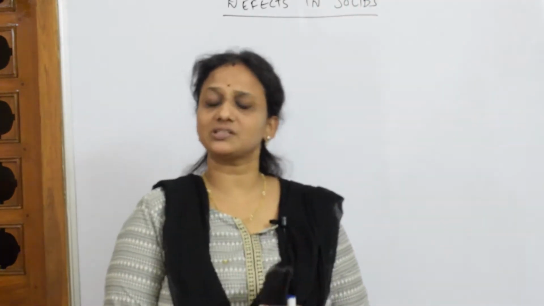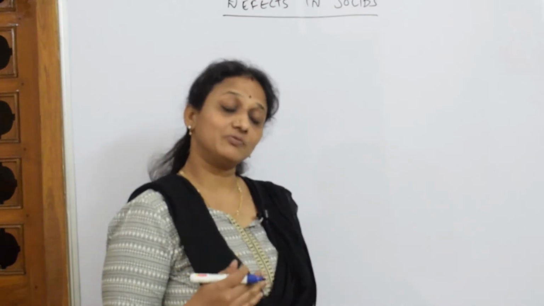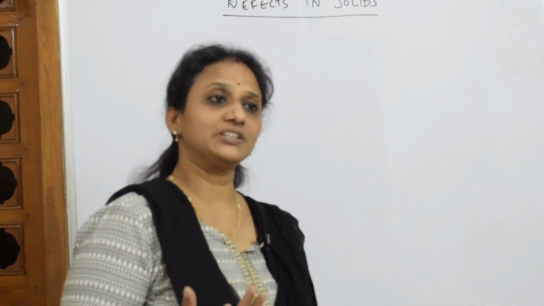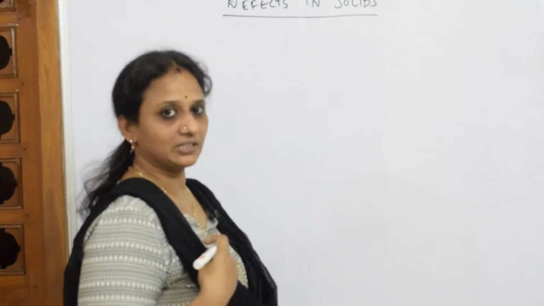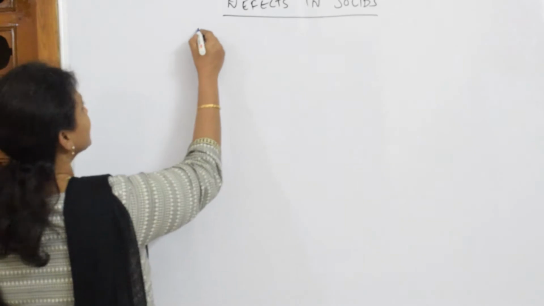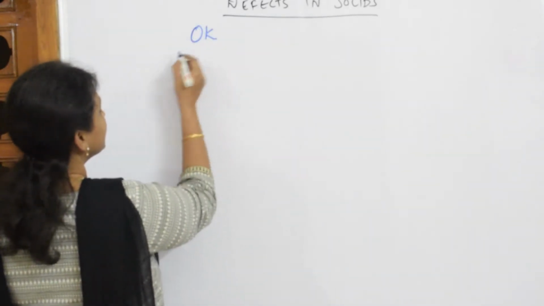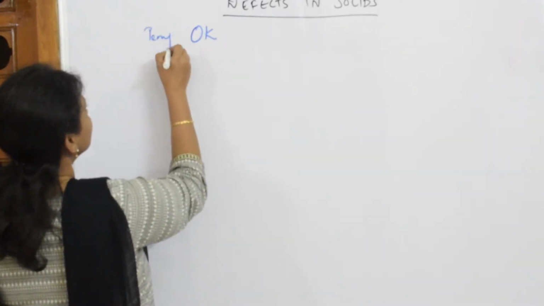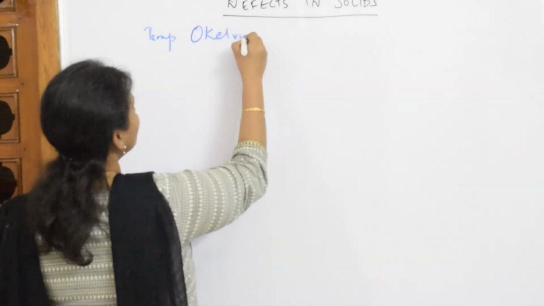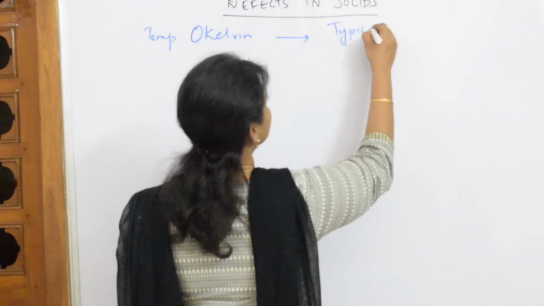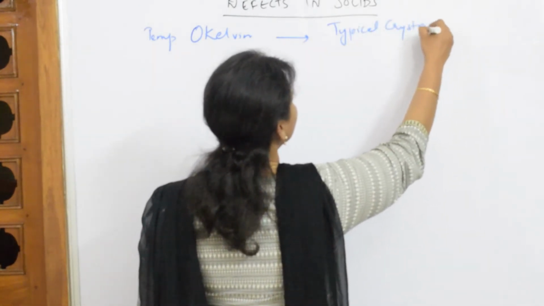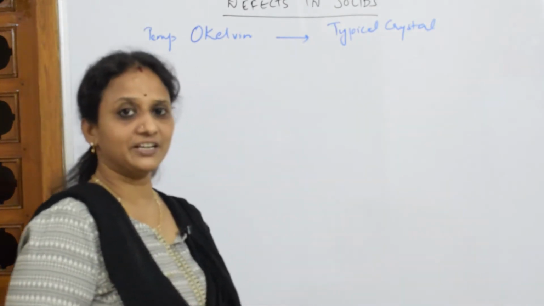Right. Why do we get these defects? We already said solids are rigid in structure, right? It's very difficult to compress the solids. But let us see the factors for which I'm going to introduce the defects or imperfections in the solids. Basically, when I speak about a solid, we very well know at 0 Kelvin, if I bring the temperature to 0 Kelvin, you perfectly find a typical crystal, a perfect crystal, but it's very difficult. So at 0 Kelvin I find a typical crystal.